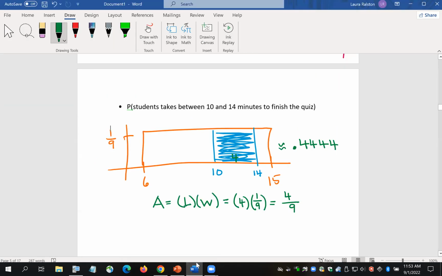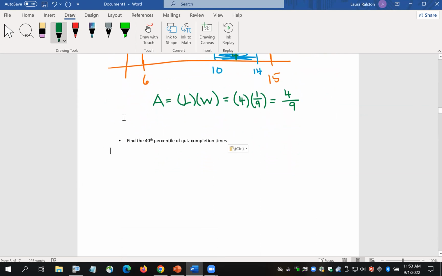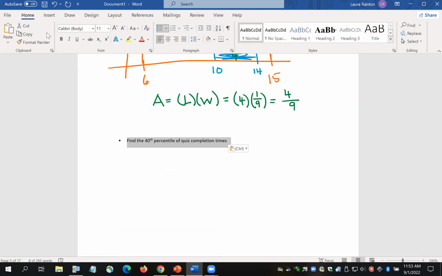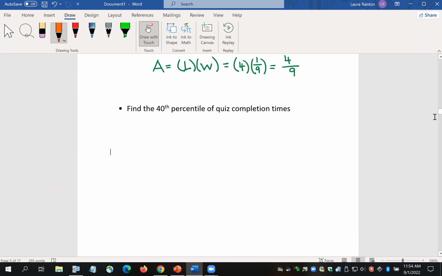Okay, the first two, they're asking you to find the probability. This question is different because it's basically telling you what the probability or the percentage is before you start the problem, because it says find the 40th percentile of quiz completion time. So how long do 40% of the students take to complete the quiz? Okay, so this is a little bit different approach, but we're still using kind of the same idea. So here we go.